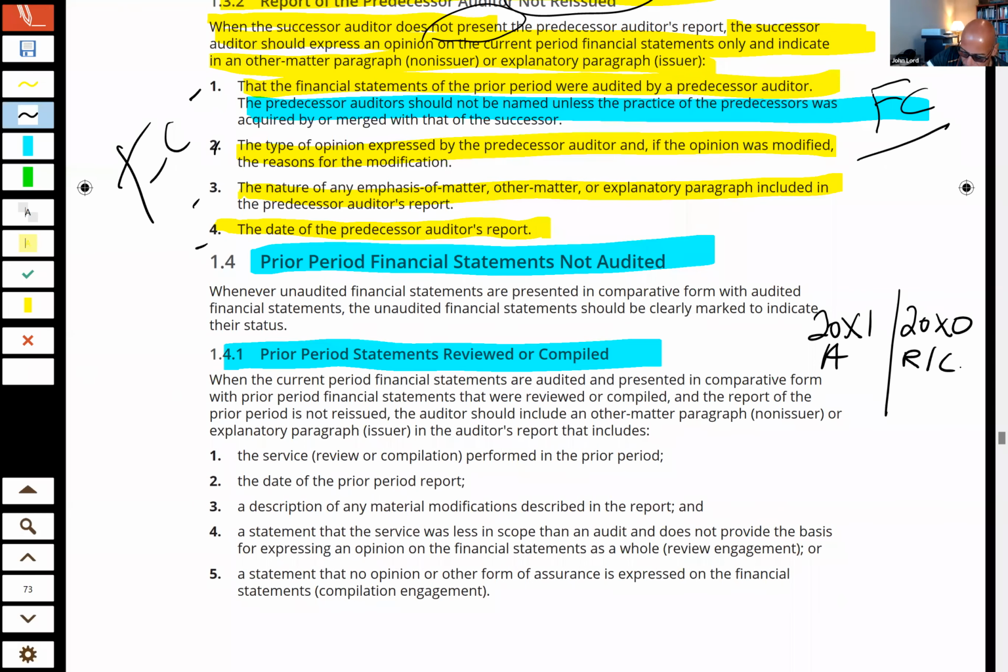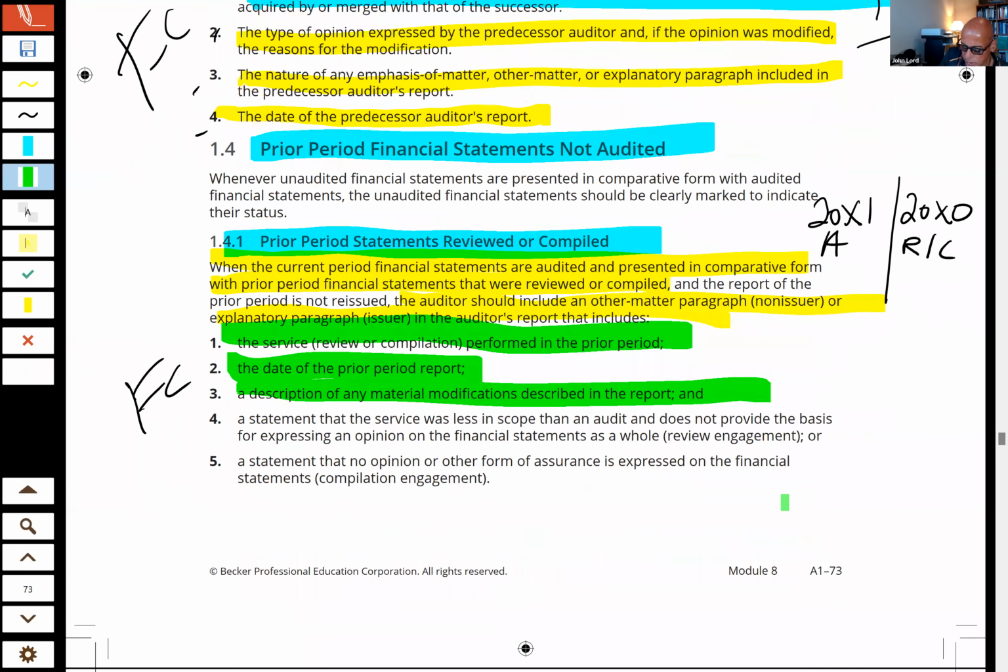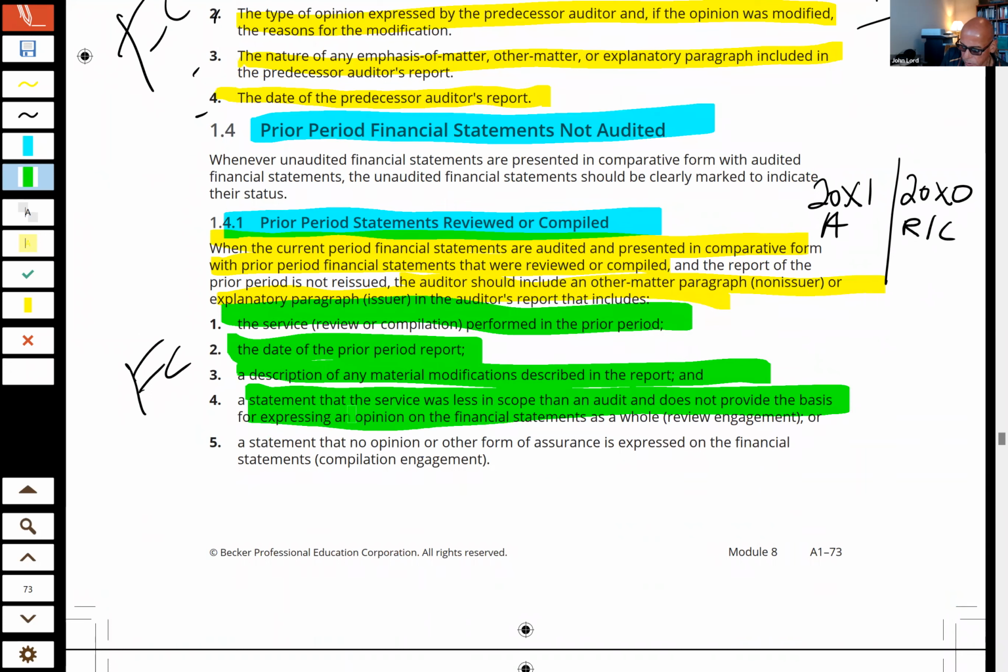So when the current period financial statements are audited and presented with prior period statements that were only reviewed or compiled, okay, then what? Then the auditor should include an other matters paragraph or explanatory paragraph in the auditor's report that will include the following, okay? And let's just go ahead and flashcard this. The service, whatever it was, compilation or review, the date of the prior period report, a description if there were material modifications to the report, a statement that the service was less in scope than an audit.